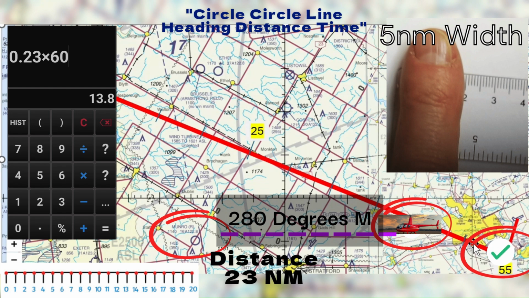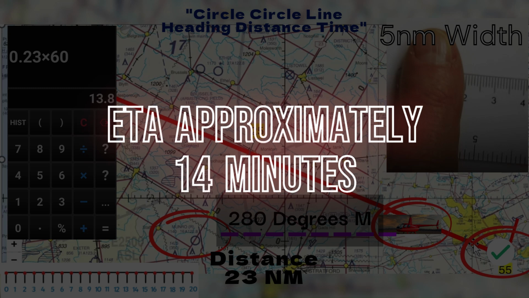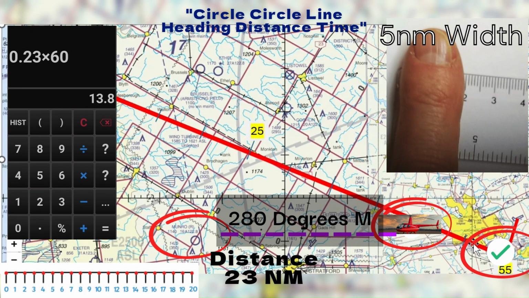Now you need to get the ETA to your destination to the instructor. Let's say the time is currently 1:30 in the afternoon. You have 14 minutes to get to your destination. So that'll be approximately 1:44.